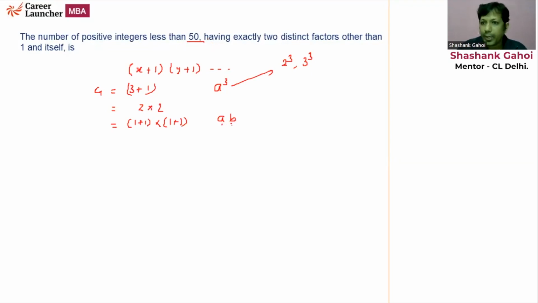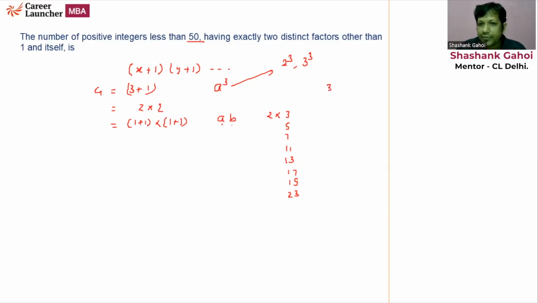Now product of 2 prime numbers. So it can be 2 into 3, 5, 7, 11, 13, 17, 19, 23. Next prime number is 29. So 29 into 2 is going to be 58. That's not a feasible number. So with the 2 into 3, 2 into 5, I'm going to get these many numbers.